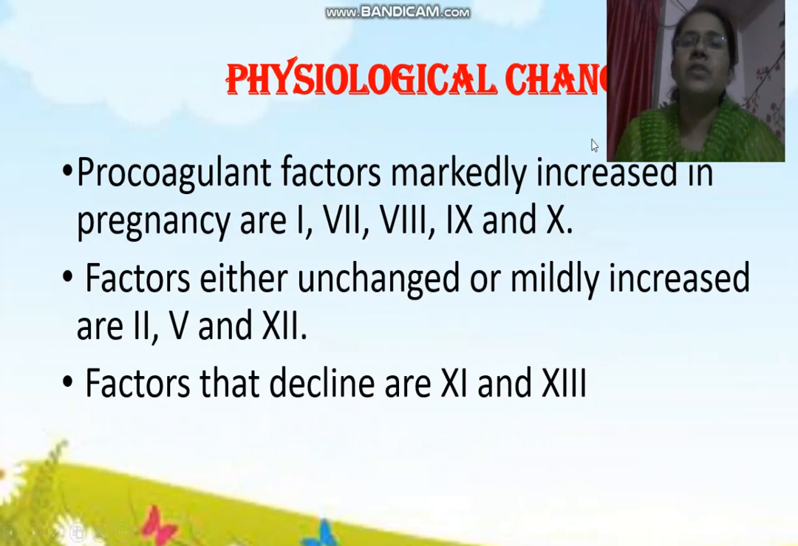Now we can see physiological changes. Procoagulant factors that markedly increase in pregnancy are factors 1, 7, 8, 9 and 10. Factors that are either unchanged or mildly increased are 2, 5, and 12. And factors that decline are 11 and 13.